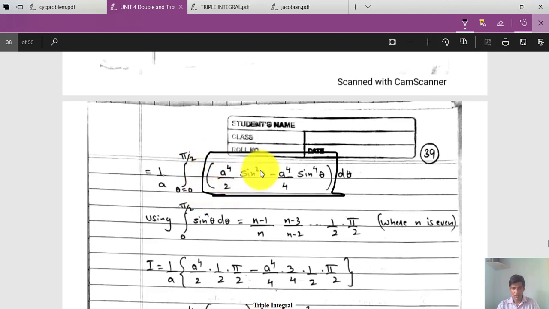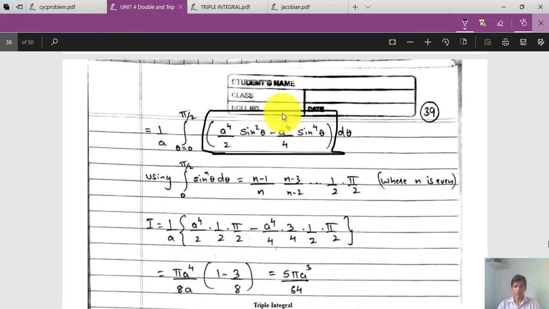Therefore on evaluating you get a power 4 divided by 2 sine square theta minus a power 4 divided by 4 sine power 4 theta. So you have a standard form, and as I said, always if the integral is of the form 0 to pi by 2, and you have sine raised to n theta or cos raised to n theta, depending upon the value of n, whether it is even or odd, using 0 to pi by 2 sine n theta d theta, n minus 1, and finally you should stop your answer till you get 1 by 2 and multiply it by pi by 2.